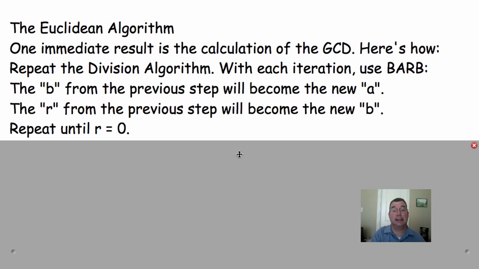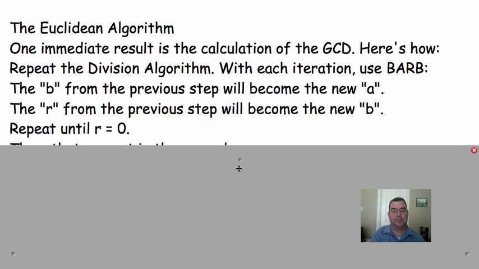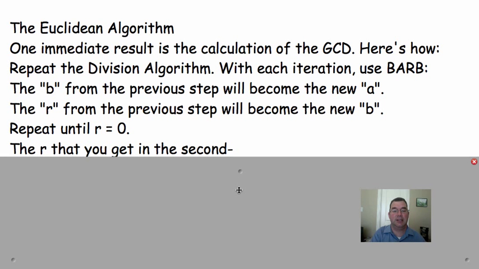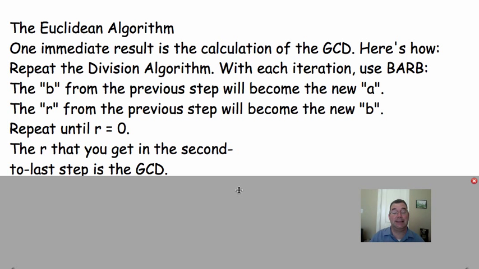And I keep this going until I get a remainder of 0, and I will always get a remainder of 0. That's something that's been proven. It's in your textbook if you want to look it up. And so the R that I get right before I get 0 is going to be my GCD. All right, so let's try that with a couple of examples.